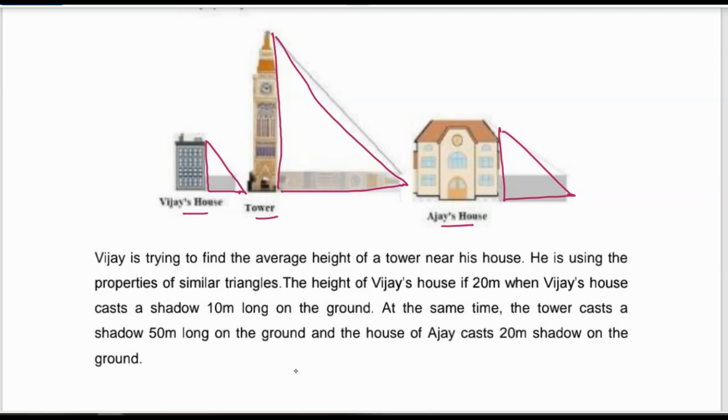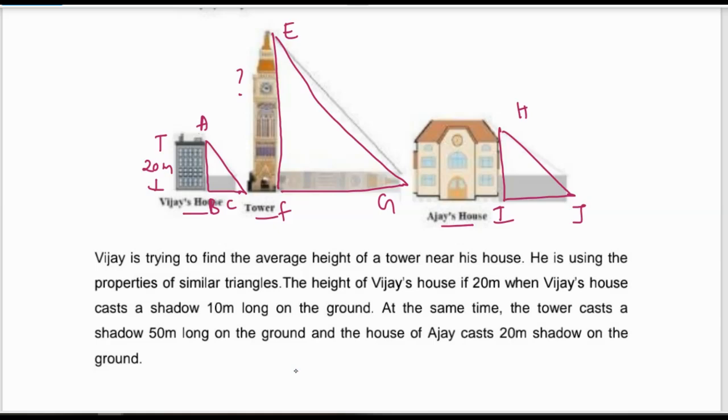Now here it is given. Let me take Vijay's house as A, B, and C, the tower as E, F, and G, and Ajay's house as H, I, and J. Now it is given in the question that Vijay is trying to find the height of a tower, and near his house he is using the property of similar triangles. The height of Vijay's house is 20 meters, that is, AB is 20.